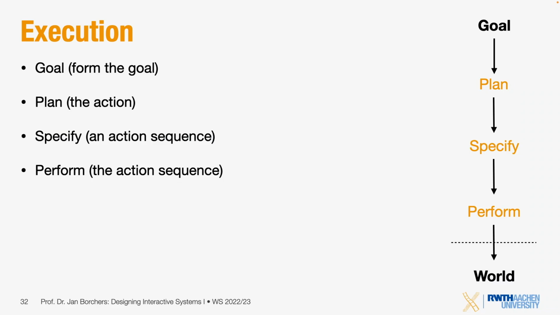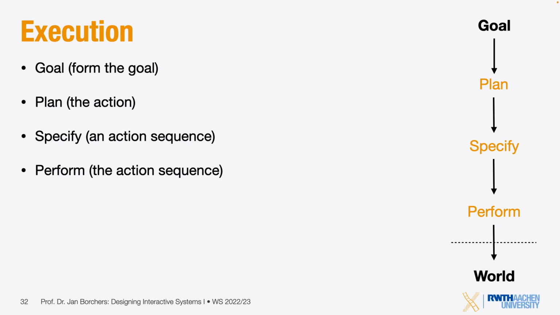Then next up would be specifying a concrete action sequence. And I like to think of the action sequence as something you could tell a robot to do, like go forward, stretch out your arm, push your finger on the light switch. And then you perform the action sequence, and that's when it actually happens, and you change the environment around you, right? You do flip that light switch.